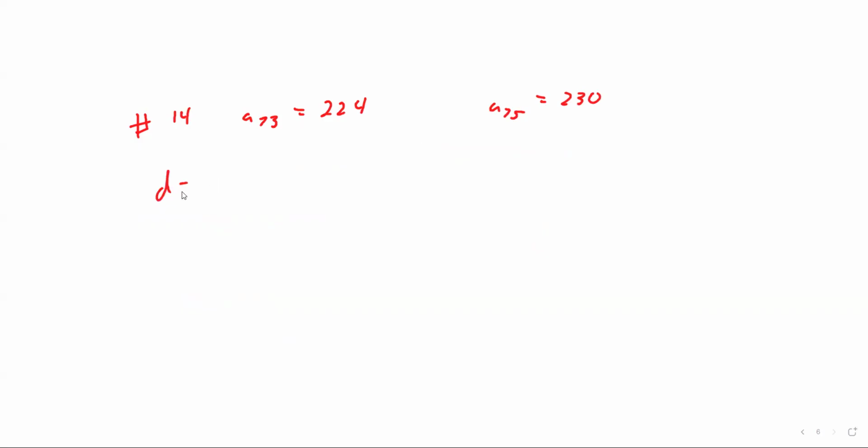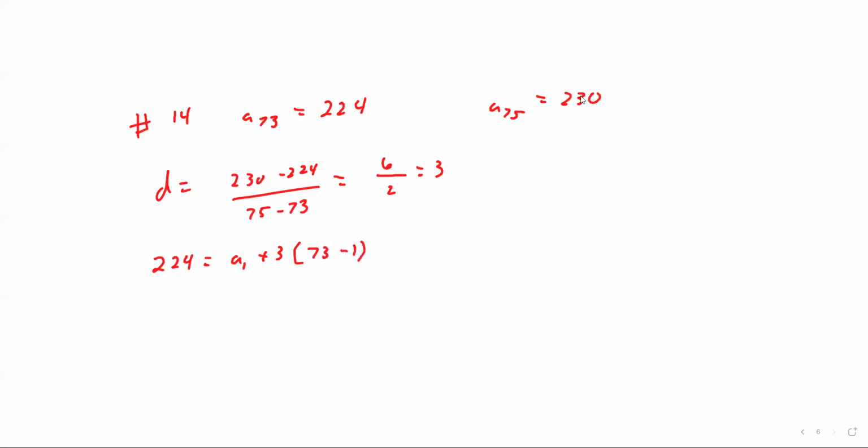Once again, you don't know the difference, so I'm going to do 230 minus 224 over 75 minus 73. I see that this is just 6 over 2, which is 3. I don't know my a sub 1, so I will just pick one. I'll pick the first one here. So a sub 73 is 224 equals a sub 1 plus my difference times my n. So my n in this case would be 73 minus 1. If you did this one, of course, this would be 230, and this would be a 75. But both ways would give you the same answer.